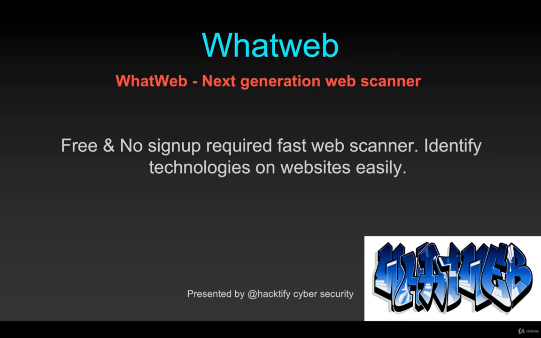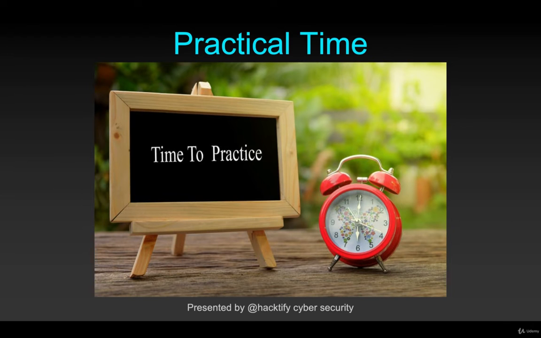We have already seen tools like Wappalyzer and BuiltWith, but this tool is totally free and open source. The code is also available on GitHub. Also, it gives you much more detail on your command line. When you're performing your pen test or bug bounties, you can identify information about your target. It is a free, fast web scanner, no sign up required, which can identify different technologies running on your web application. So it is practical time, and let's quickly jump in to see how you can install WhatWeb.